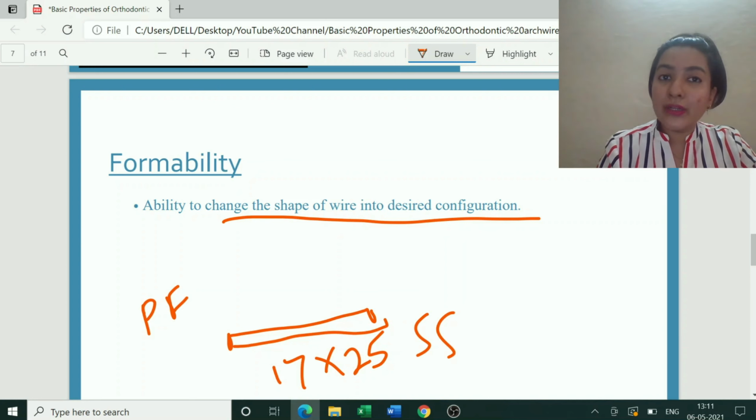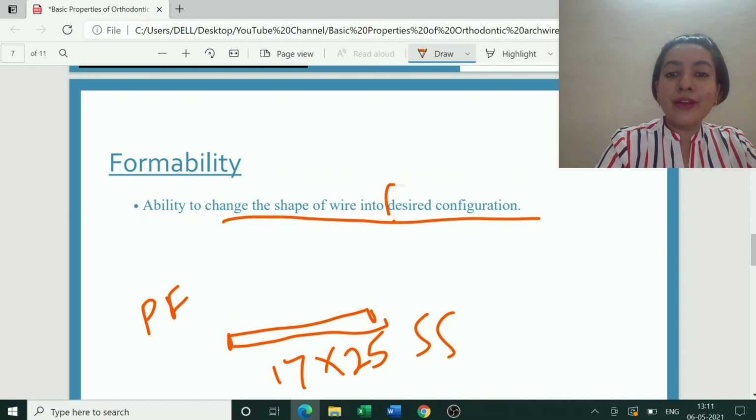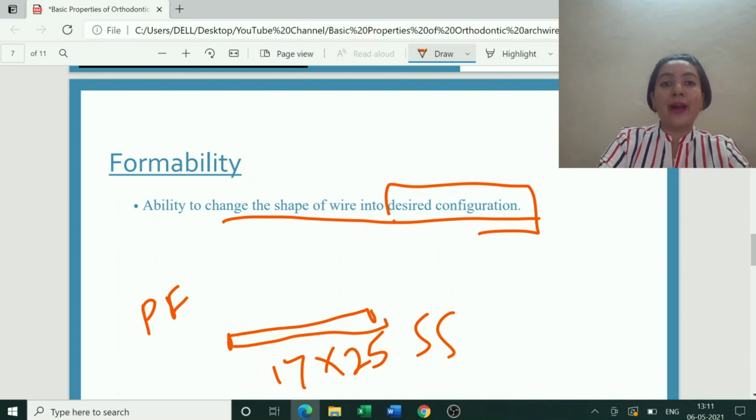So this can only be done if my wire is formable, meaning I can bend it according to my whims and fancies, according to my requirement, into what? Into the desired configuration. See, each case is different, each patient has different needs. One wire fits all does not go in the theory. We have to form the wire as per the configuration, as per our requirement.